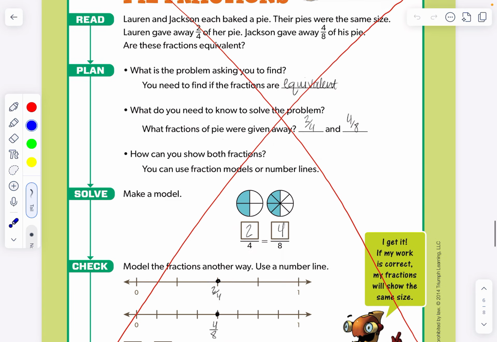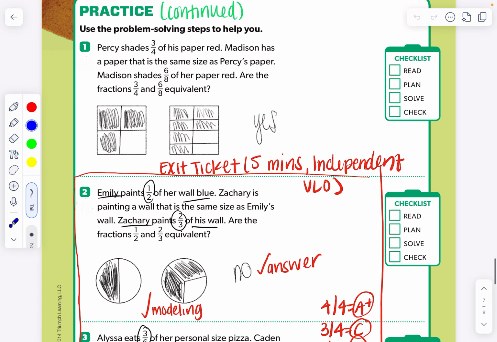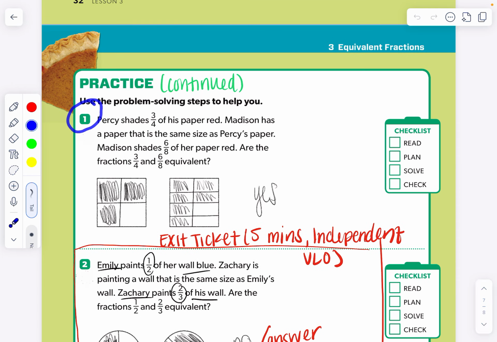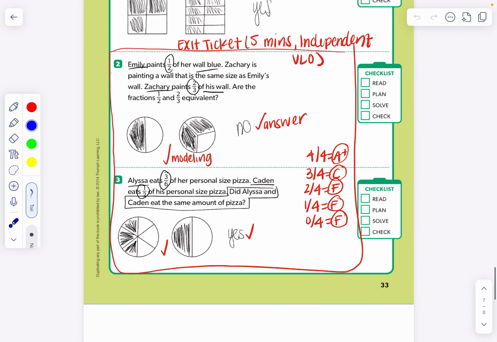So we're actually going to skip the next page and continue practice on this page just for question 1 before launching students into their exit ticket for about 5 minutes. Students are having to identify the 2 fractions within a word problem that are being compared, and then based on the visual aid, determine whether those 2 fractions are equivalent. So they will get 1 point for modeling correctly and then another point for answering yes or no to whether the two fractions are equivalent.